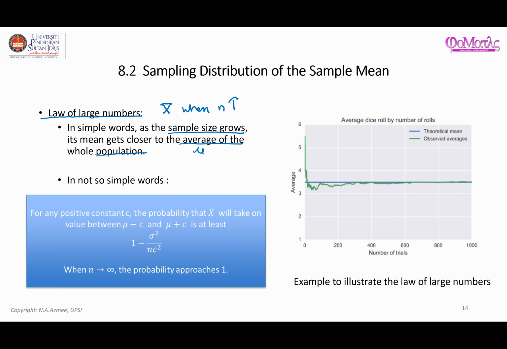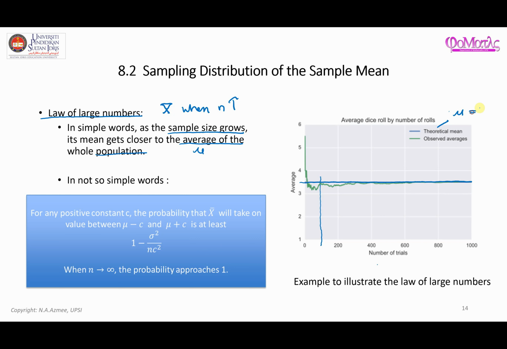And this is illustrated by the graph here. For example, if you roll a dice and you observe the mean of the result. You can see from the results here, when the sample size is between maybe 0 to 100, the results fluctuate quite far from the theoretical mean. The blue line here is the theoretical mean. Theoretical mean is referring to the value of mu, the population mean, okay?